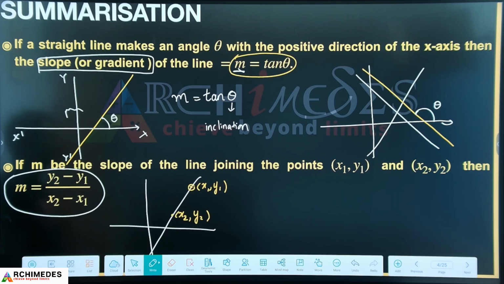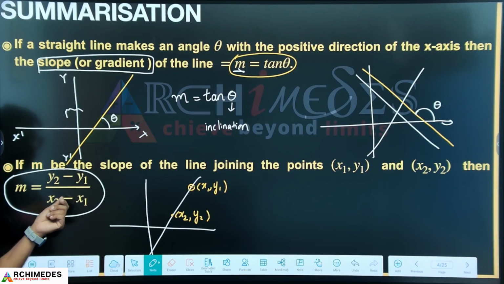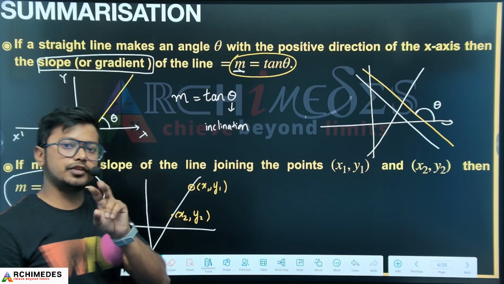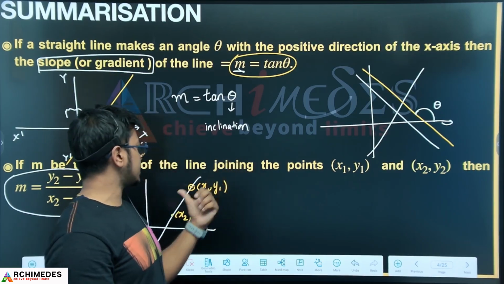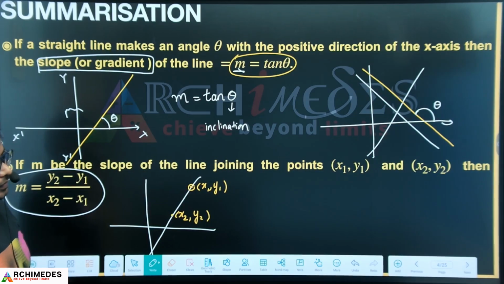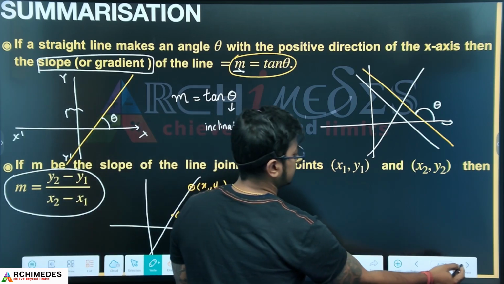Okay. Any other doubt? So just copy this one. M equals tan theta and m equals y2 minus y1 divided by x2 minus x1. That means slope can be obtained with the help of two formulas. One when theta is given, another when two points are given. Any doubt? Clear? Is there any doubt? Okay. Look over. Next.